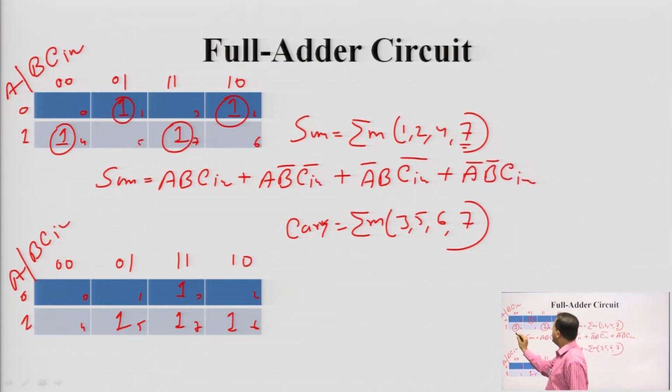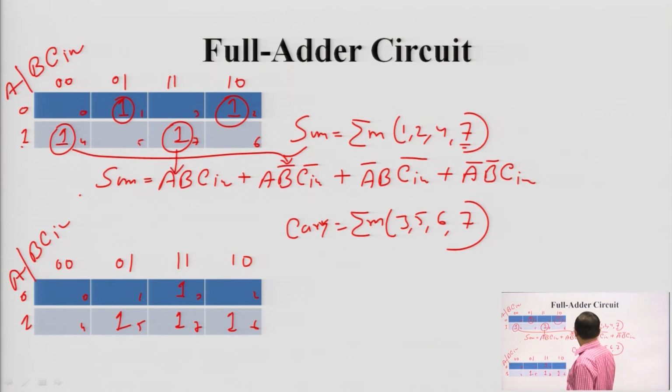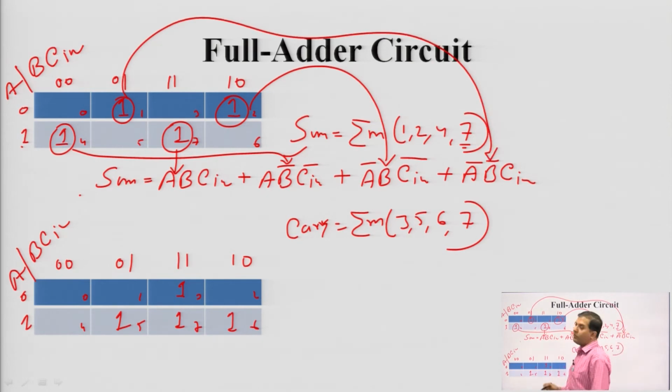How is it coming? See, this is nothing but a b bar c in bar, means this one is this grouping. Now, a b c in, this one grouping. Now, a bar b c in bar, this grouping, and a bar b bar c in, this grouping. If you have any doubts about K map, just refer to the previous lectures, you can very easily understand the grouping. So, now we have got the expression for sum and next the expression for carry.